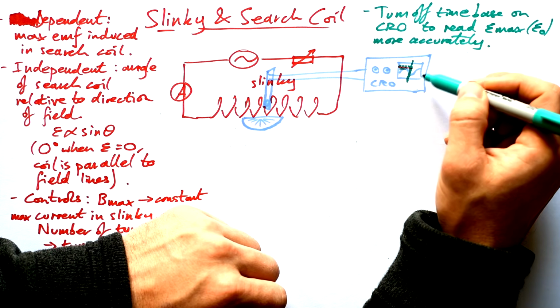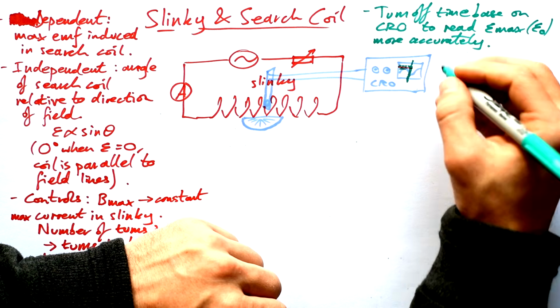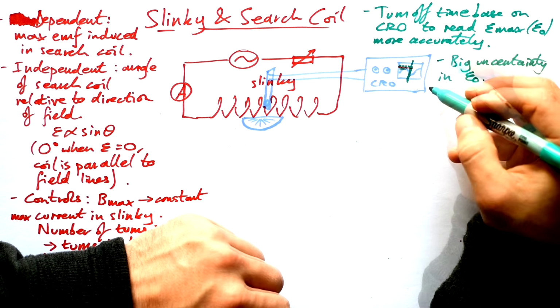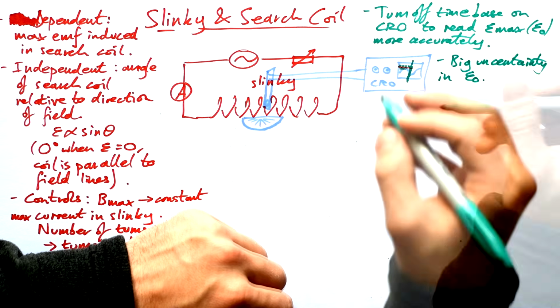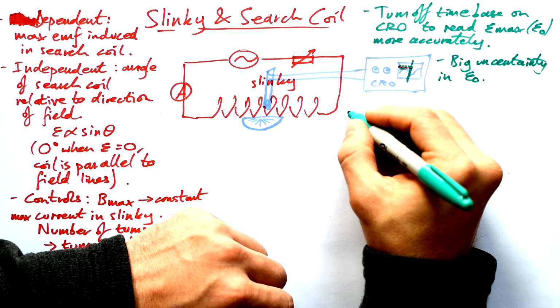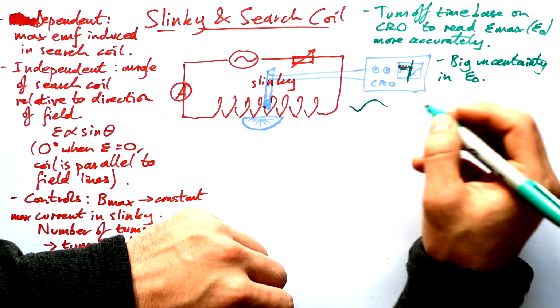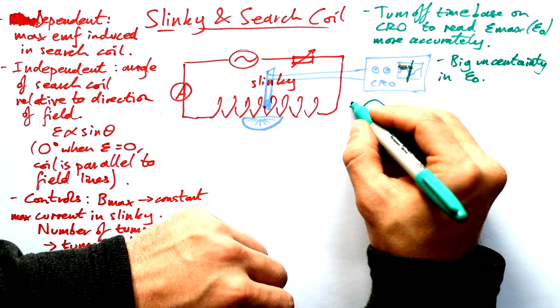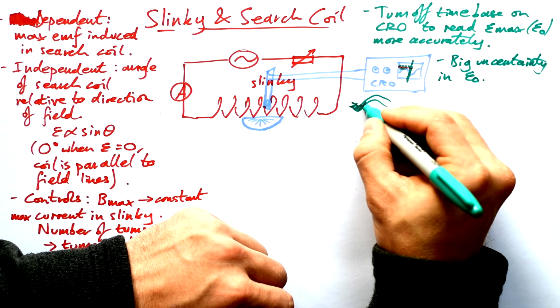But because we have this fuzzy trace, there is going to be a fairly big uncertainty in that. It's not going to be the resolution either, because what you'll end up with isn't a nice clean trace like that. If you keep the time base on, you'll see a sort of fuzzy wave like that.